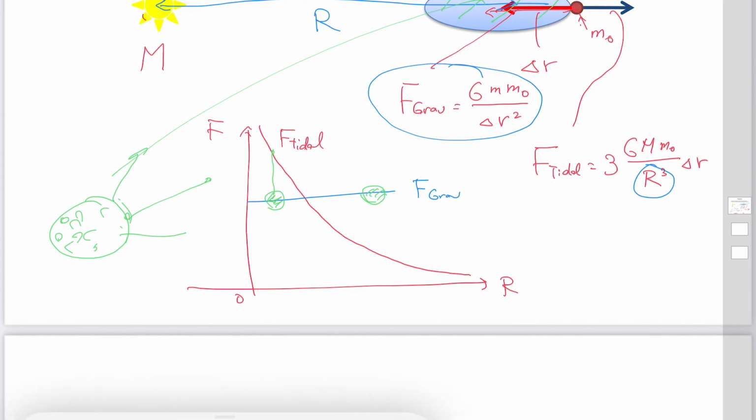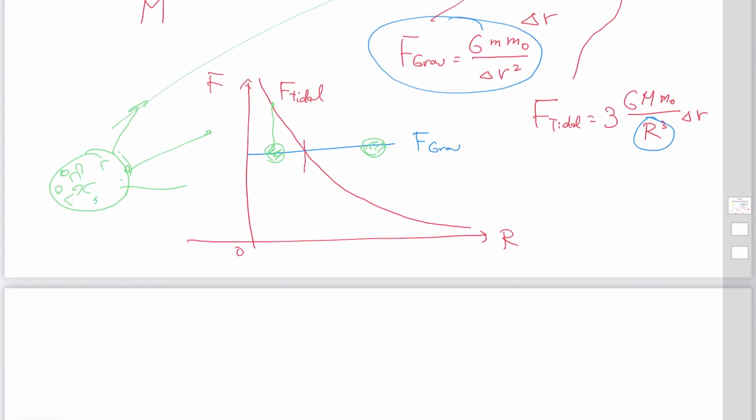Then we expect this object to be broken into a number of pieces. This critical radius dividing these two situations, we call the Roche limit. Okay, this is the answer to this question.